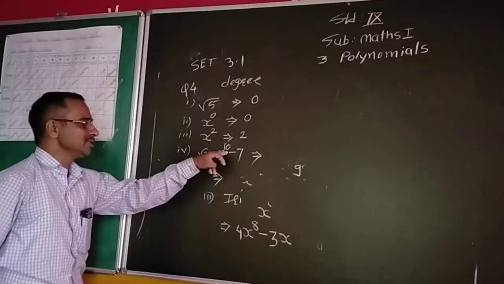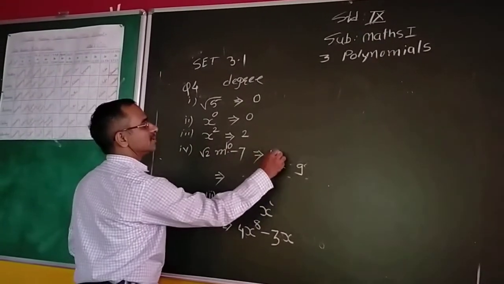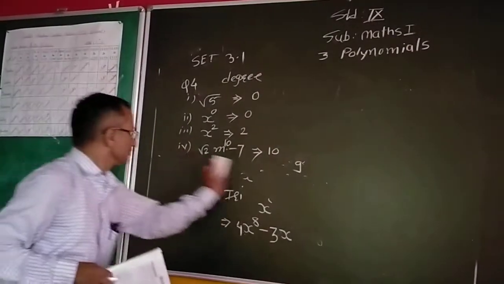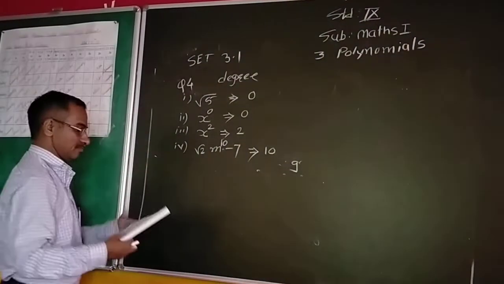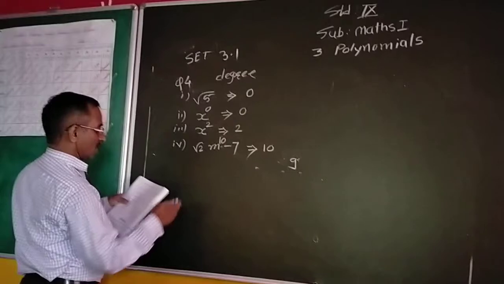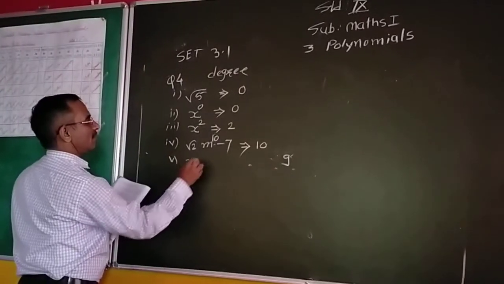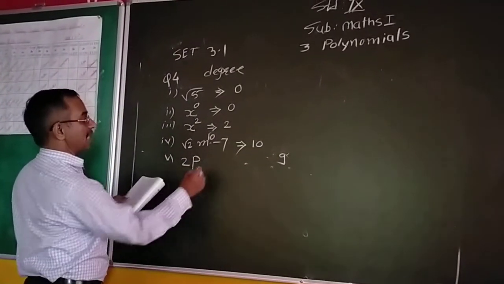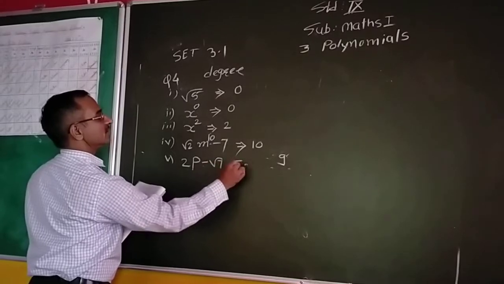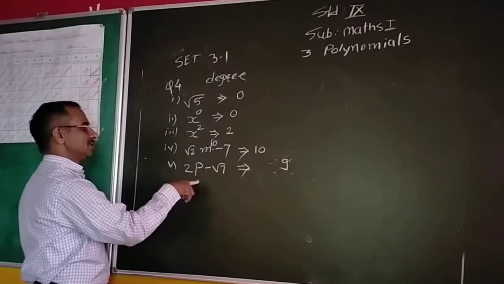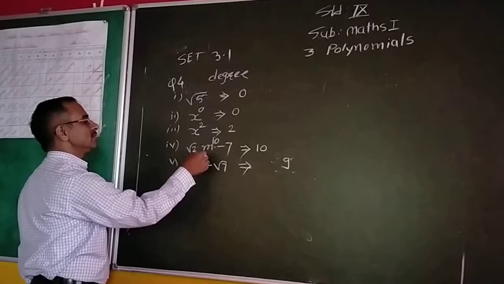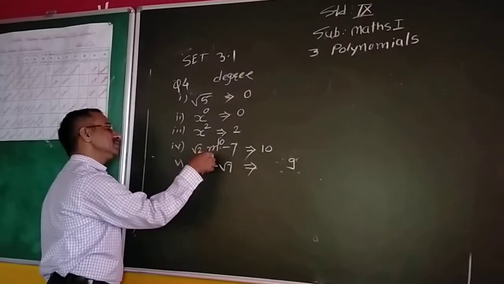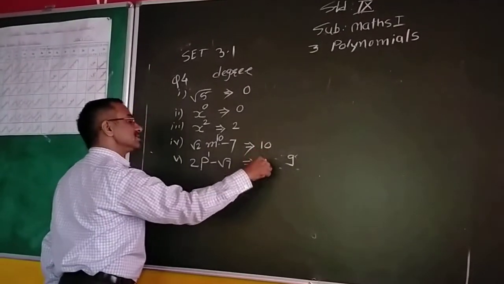What is the highest power? 10. So degree is 10. Then fifth example, 2p minus under root 7. What is the degree? Here the polynomial's variable is p. Then we know the degree of a term like this is considered as 1. So degree of that is 1.